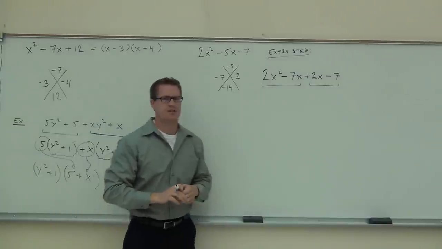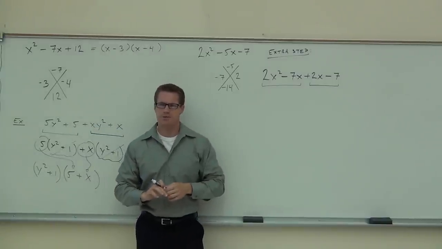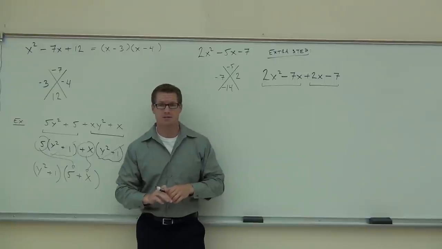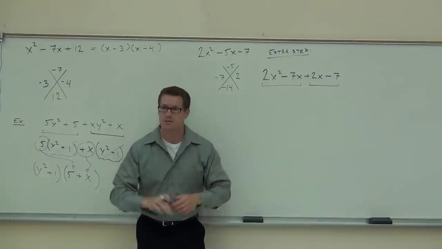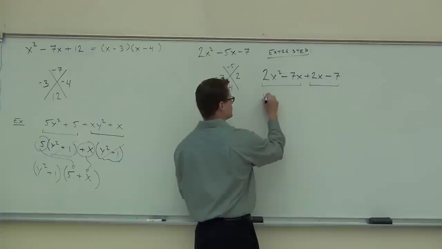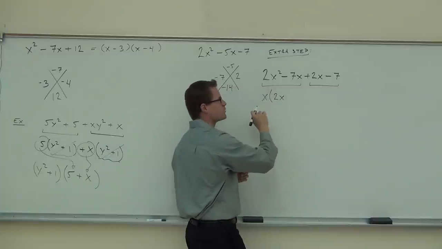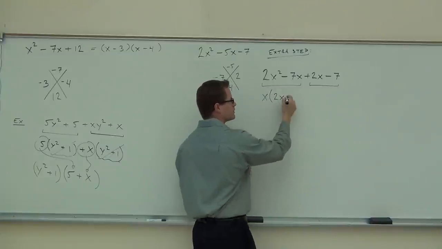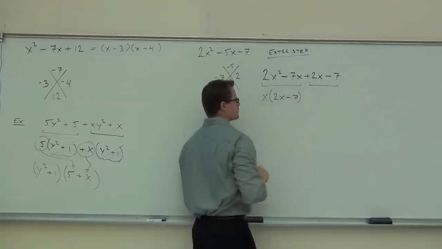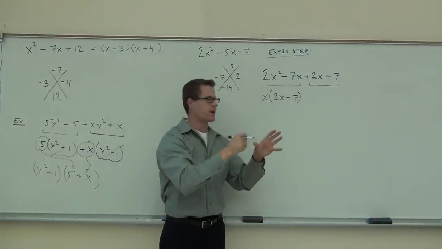Look at the first two terms there. Is there anything that's going to factor out of 2x squared minus 7x? Let's factor x. If we do, we're going to get 2x, because we take away one of those x's, we divide that out, it's 2x, and then what? Because we're dividing away 1x.